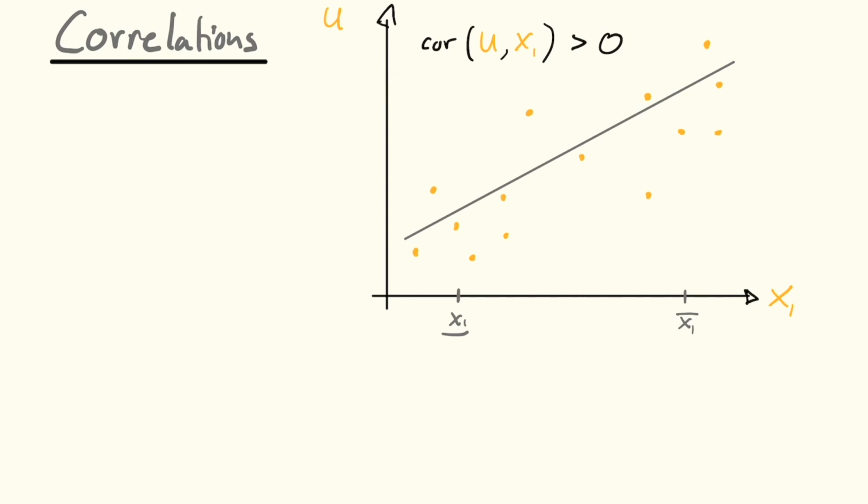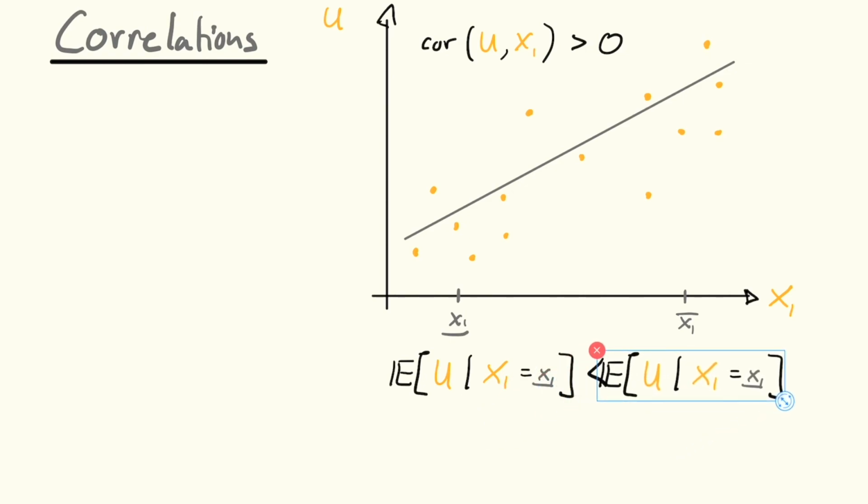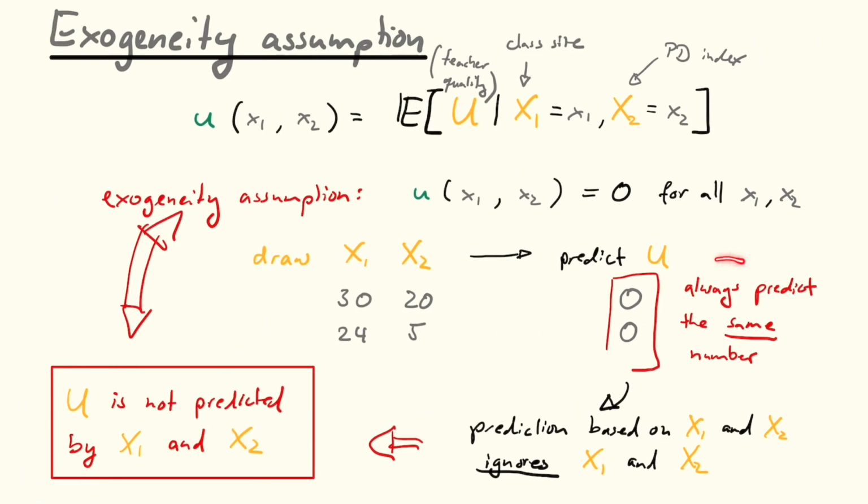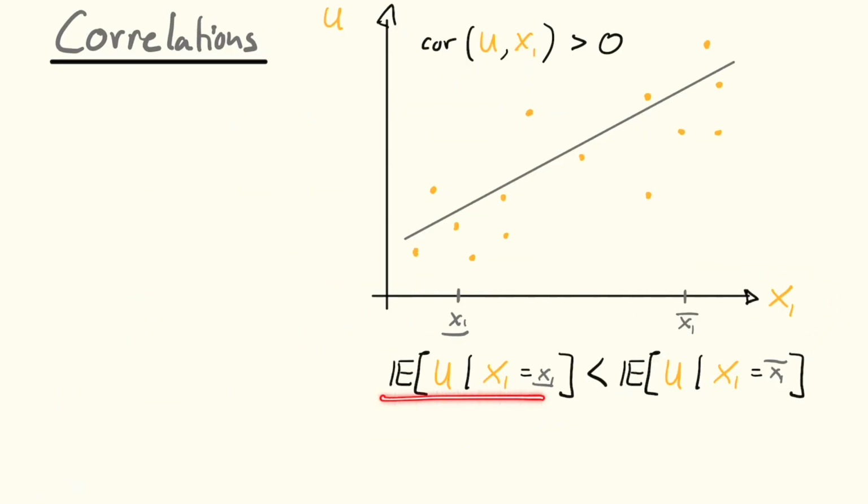This shows that the conditional expectation of u at the small x value has to be smaller than the corresponding conditional expectation at the larger x1 value. Now wait, this looks very different from what we had under exogeneity. That's right, under exogeneity we always predicted the same value, regardless of the value of the regressors. But now we predict different values for different values of the regressor. Therefore, if u and x1 are positively correlated, exogeneity cannot hold.